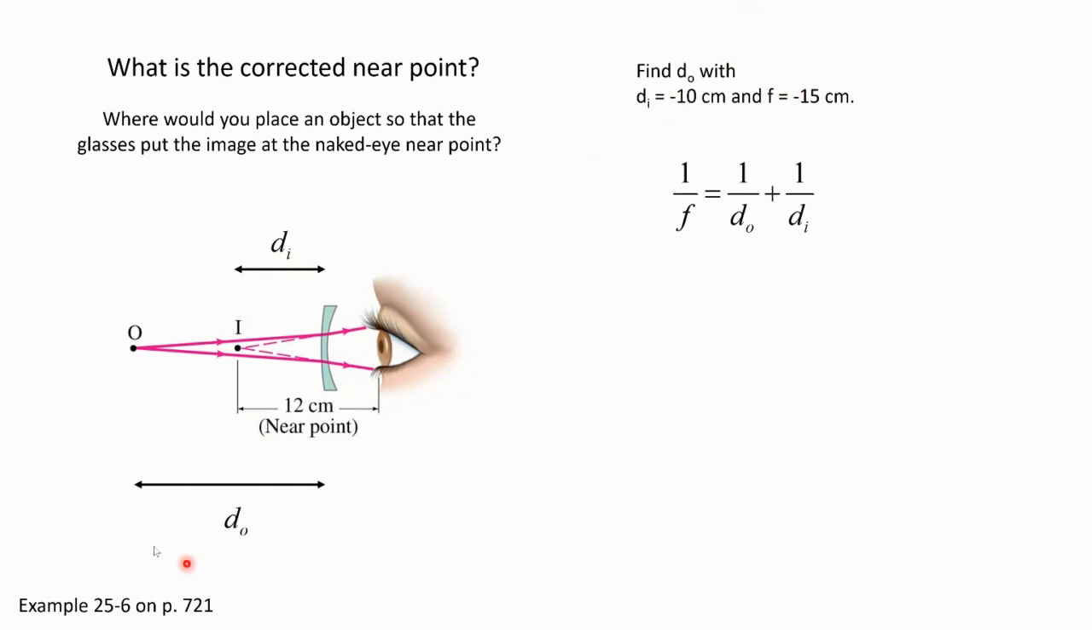All right, so we can find the object distance with the lens equation. Plug those things in and do some algebra. I will spare you the algebra. The answer is 30 centimeters. So the corrected near point is 32 centimeters from the eye. Remember, there's 2 centimeters here. So now the person with the glasses on can't focus on the object as close to the eye as he could before. It has to be a little bit farther away.